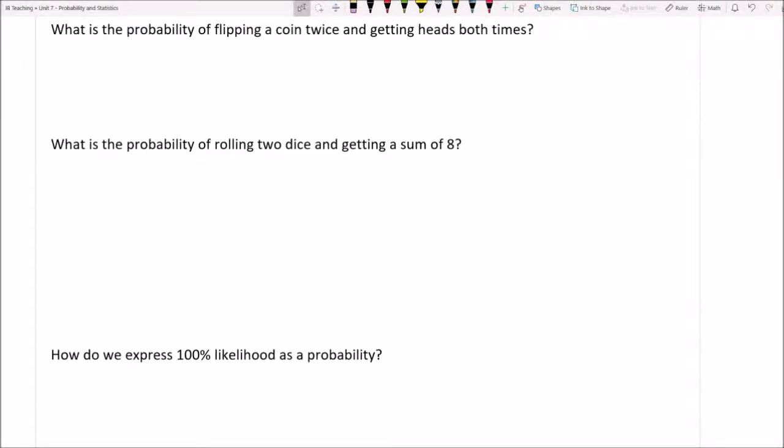Now, let's ask a little bit more interesting questions. So what about if we flipped a coin twice? What would be the probability of getting heads both times? There are 2 approaches to this question. I'm going to show both of them.